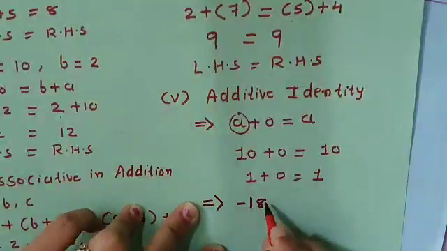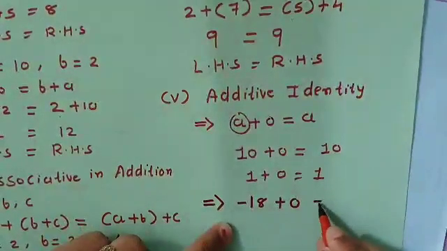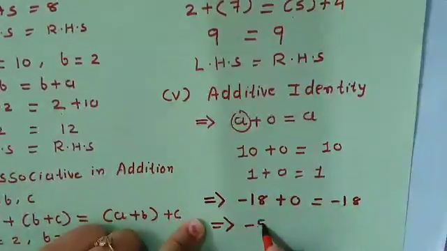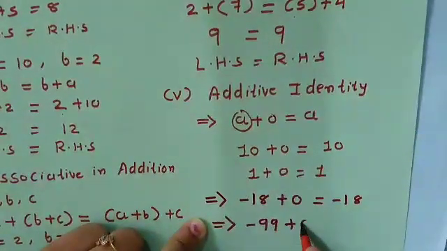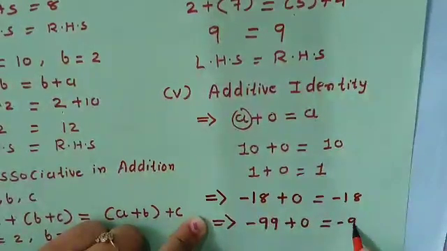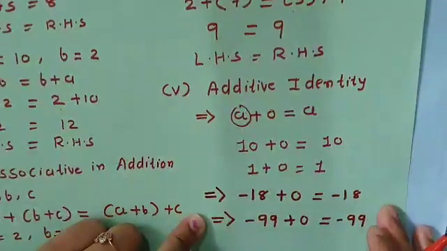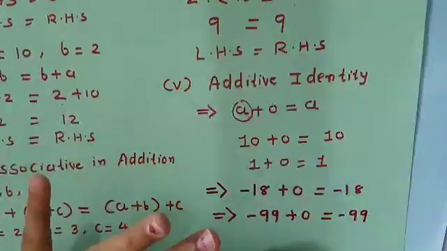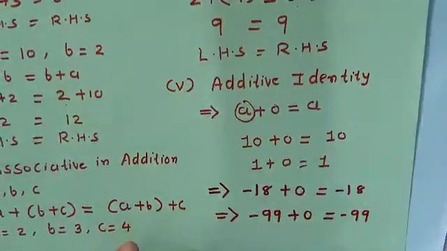Minus 18 plus 0 is equal to minus 18. Minus 99 plus 0 is equal to minus 99. So whatever number you add 0 to, or whatever number you add to 0, the number will remain itself.